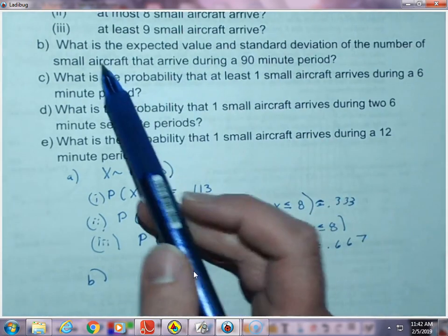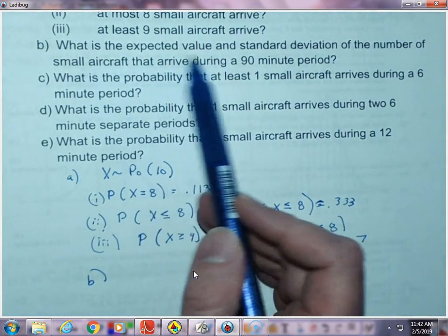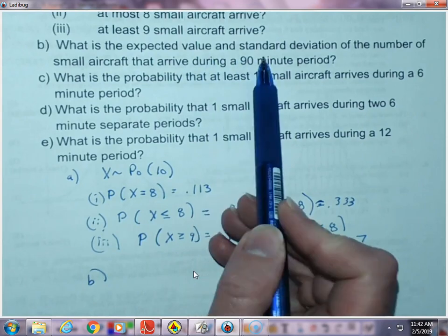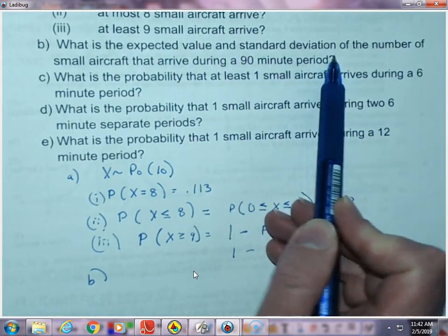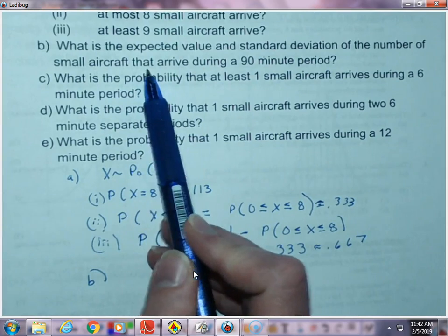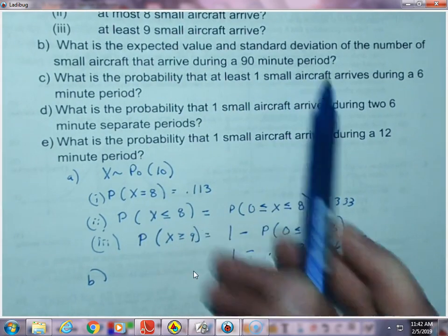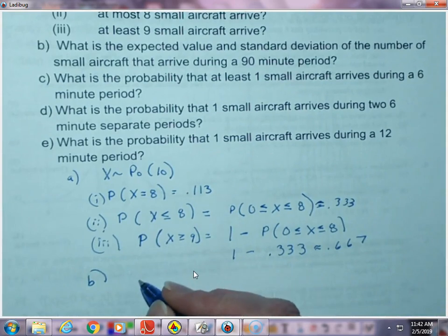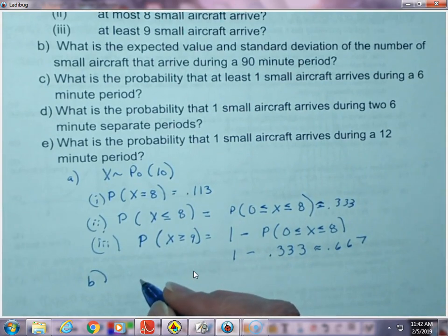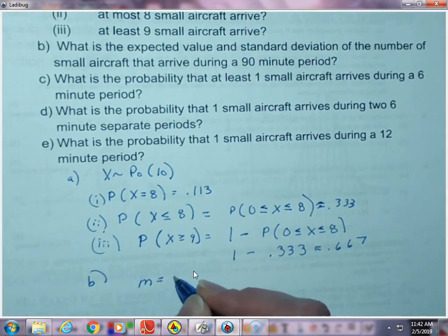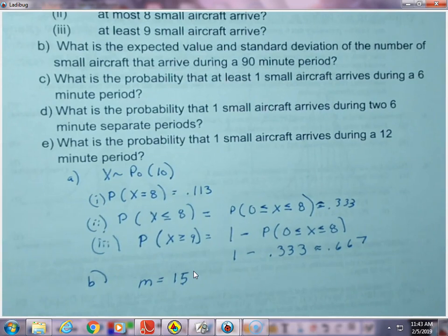All right. So here we go. What is the expected value and standard deviation of the number of small aircraft that arrived during a 90-minute period? Oh, we have to change it. Change the M. Okay. How many was it at first? It was 10 in 1 hour. So an hour and a half, 10 plus 5. Should be 15.